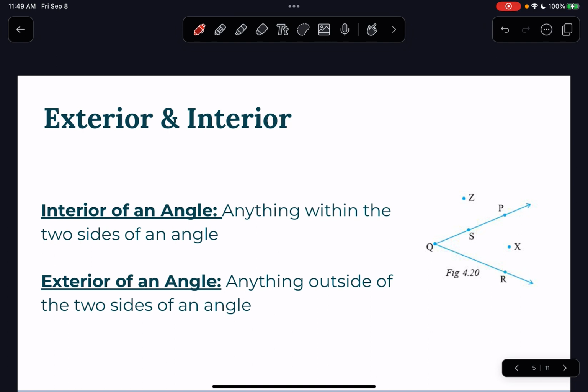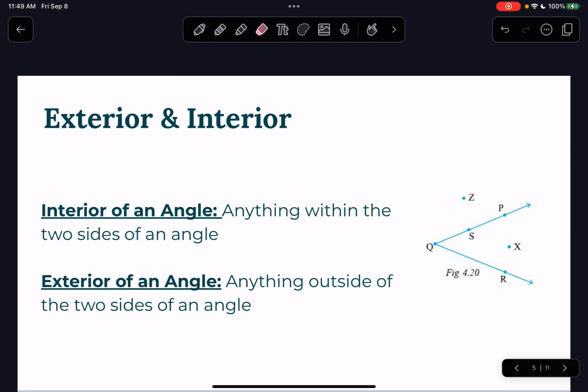In our angles, we also want to talk about points that are inside and outside of them. We have points that are called the interior of an angle, and that is going to be any points that are inside your 2 rays of your angle. So interior means inside. So it's a point inside those 2 rays. And exterior of the angle is any point that is outside of those 2 rays. So on the outside, exterior.